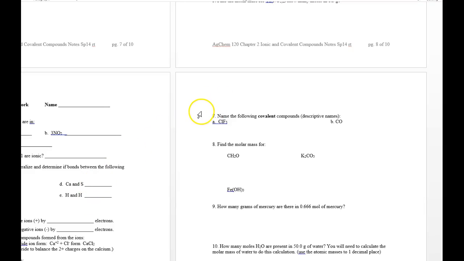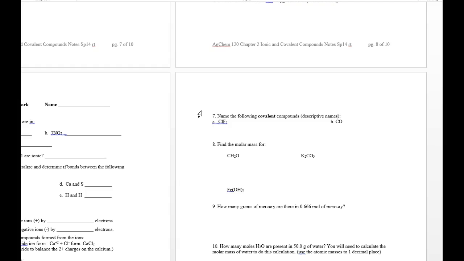So we are on the back page. If you take out your notes for Chapter 2, Ionic and Covalent Bonding, in the very last page, we're going to do the very back part of the page where we had to name the covalent compounds.